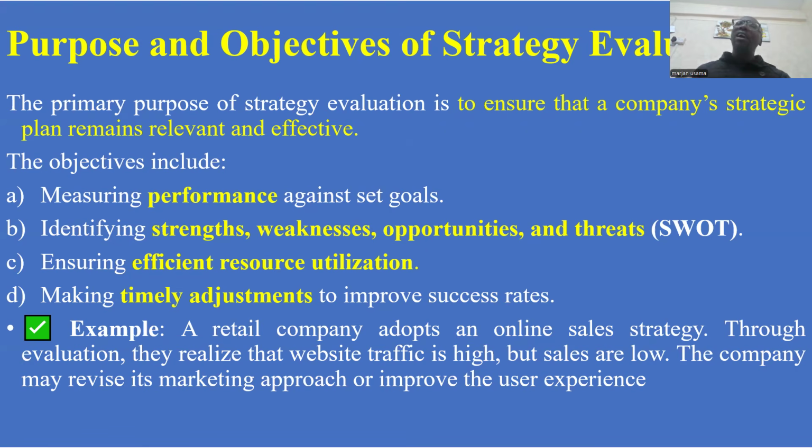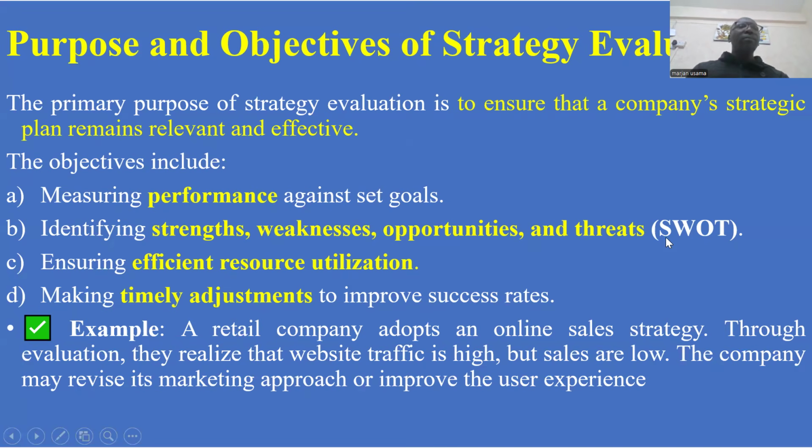Remember, at the beginning of the strategic management process, there were some objectives. Remember in our lesson when we talked about objectives, this is what we want to achieve: number one, number two, number three, number four. Now here in evaluation, we are evaluating what we have achieved against what we set at the beginning. Number two, identifying strengths, weaknesses, opportunities, and threats.